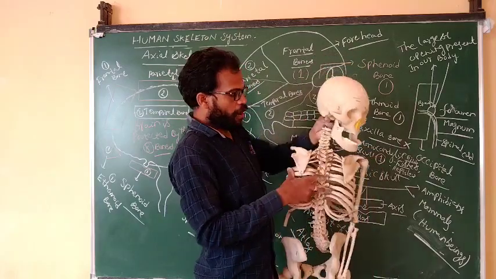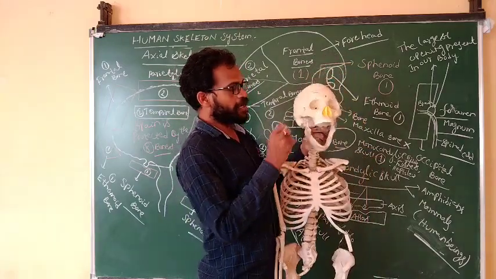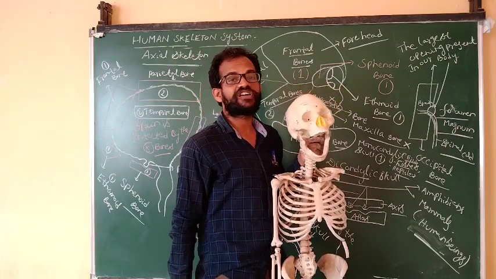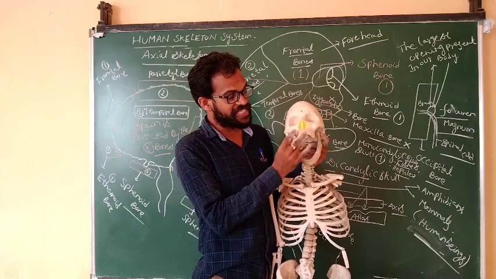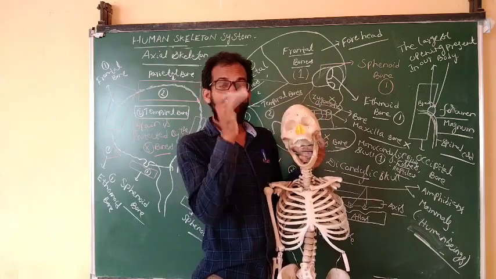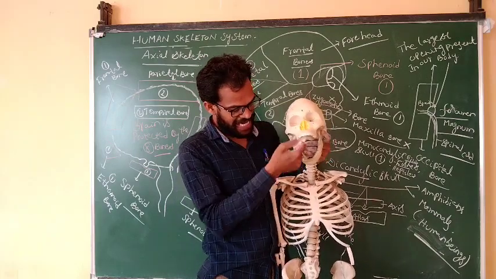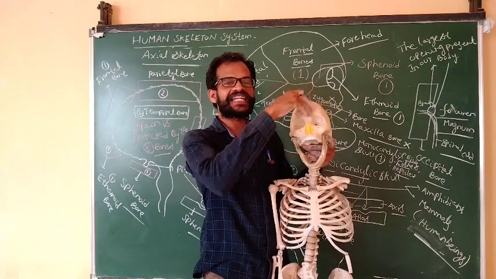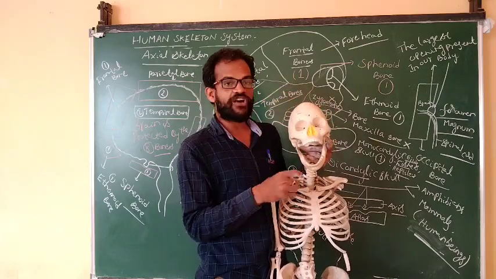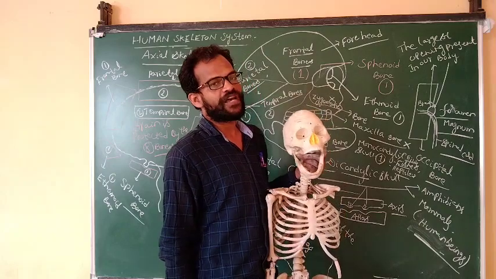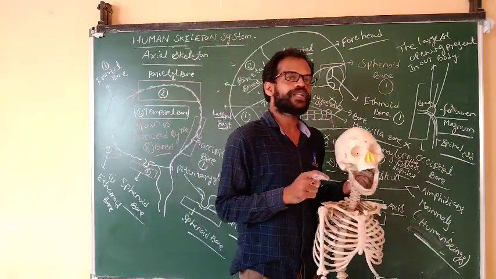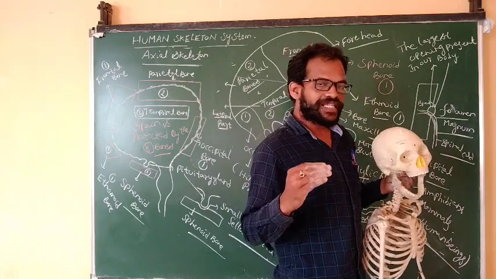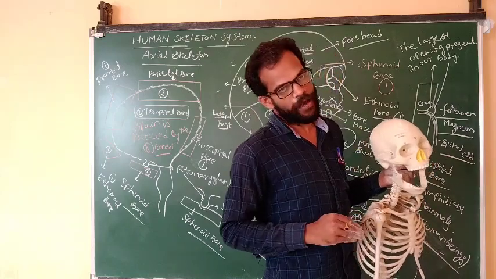And also the ear ossicles. The ear ossicles consist of 6 bones, 3 pairs. The facial bones consist of 14 bones. The central axis of the body is the axial skeleton. The total bones of the axial skeleton are 80. Today we discussed the skull only. Tomorrow we will discuss the remaining bones of the axial skeleton.